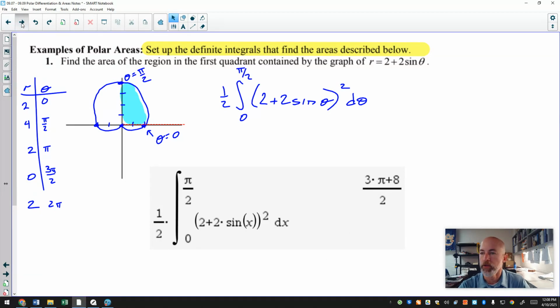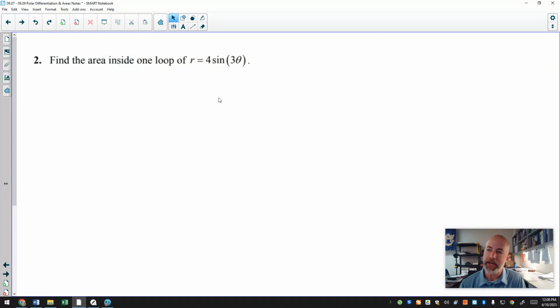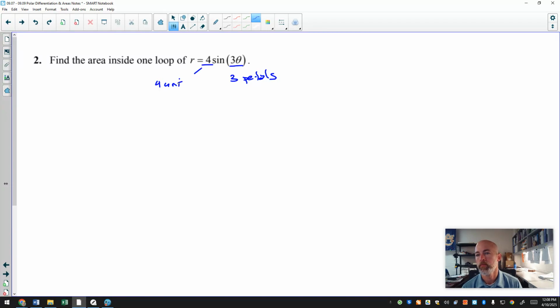So let's look at another one here. The area inside one loop of this, and this is a polar curve. They're all polar. This is a rose graph, and let's see, if the coefficient of theta is odd, that tells you how many petals there are. So there are 3 petals. They are 4 units long.